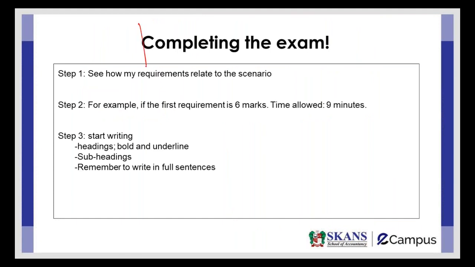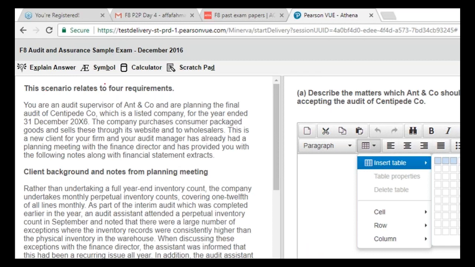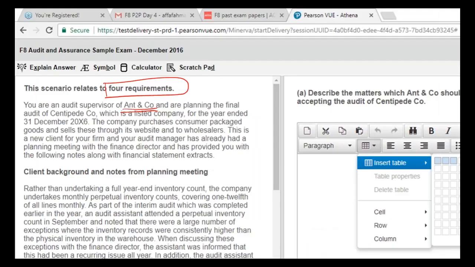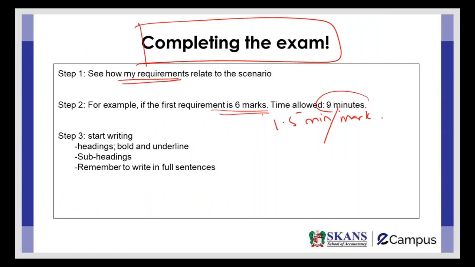Very important, guys: at the top of the question, it always tells you how many requirements relate to the question. For example, I'll just show you over here. This question says this scenario relates to 4 requirements, so you should know that you have to answer 4 requirements for this scenario of Ant and Co. Make sure you answer all 4 of them. If the first requirement is 6 marks, you need to allocate time to yourself. The rule is 1.5 minutes per mark. So look at the marks available and only spend the allowed time. If it's 6 marks, I allow myself 9 minutes. The minute those 9 minutes are up, I move on to part B.